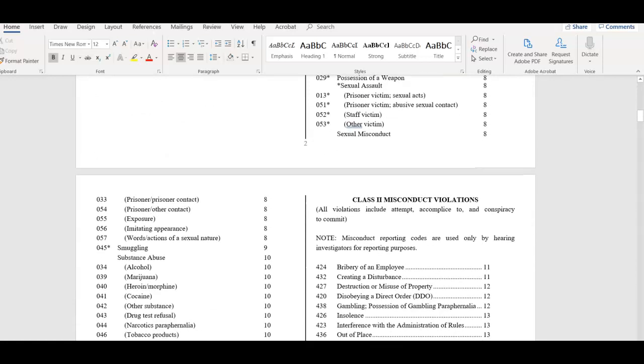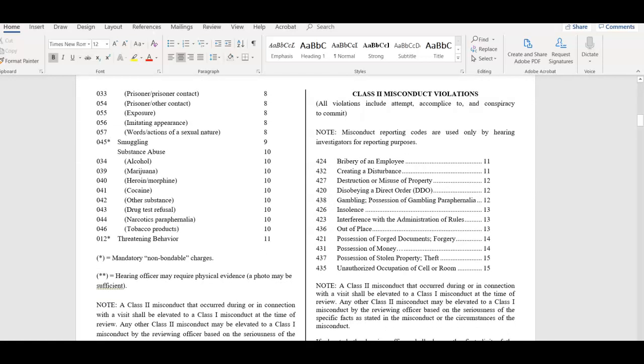The second is class 2 misconduct violations, and these can be changed to class 1 by a hearing officer if the circumstances call for it. Out of the class 2 misconducts, the one that's used probably the most is a DDO, disobeying a direct order. So if an officer gives an inmate an order to move or lock up and the inmate doesn't do it, then they would write him up for a 420, disobeying a direct order.